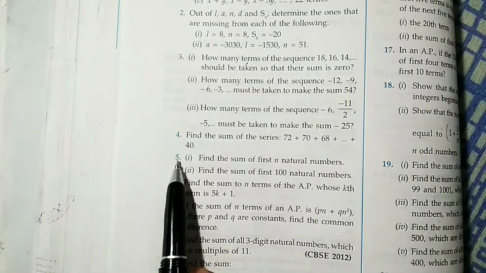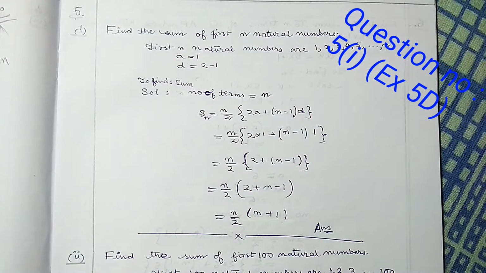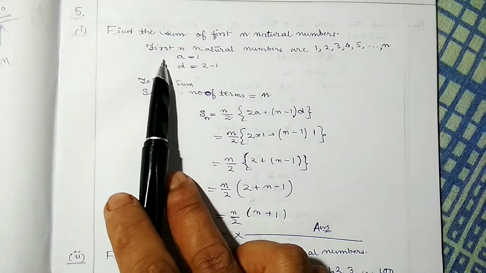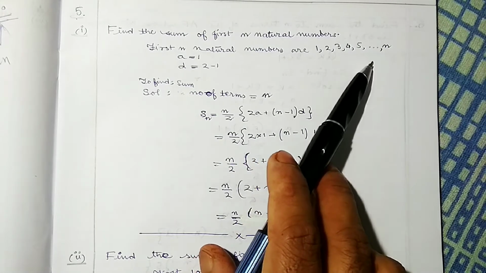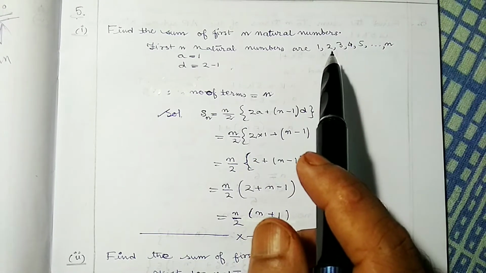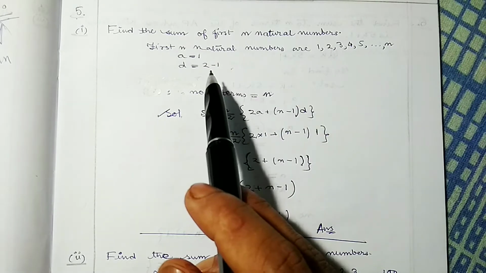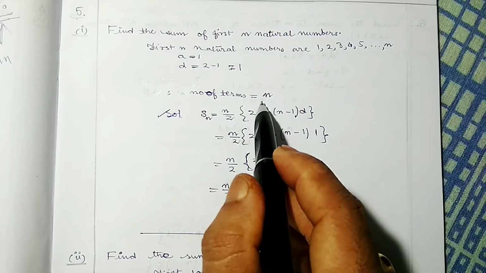The first part of question number 5: find the sum of the first n natural numbers. We know natural numbers start with 1, so the first n natural numbers are 1, 2, 3, 4, and it will go up to n. Here a is 1, the common difference is second term minus first term, 2 minus 1, which is 1, and the number of terms here is n.